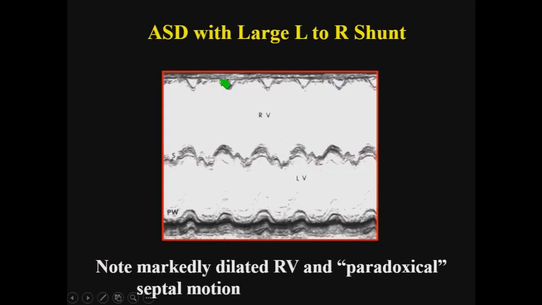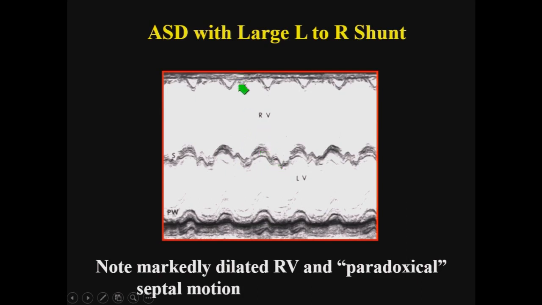And then you can see really the size of the chambers. And you can see, for example, in this patient, the markedly dilated right ventricle. Always look at the pattern of the wall motion. You see that the posterior wall moves normally, but the anterior wall has a paradoxical motion. The anterior wall normally has to move toward the posterior wall, but here it moves in the other direction.